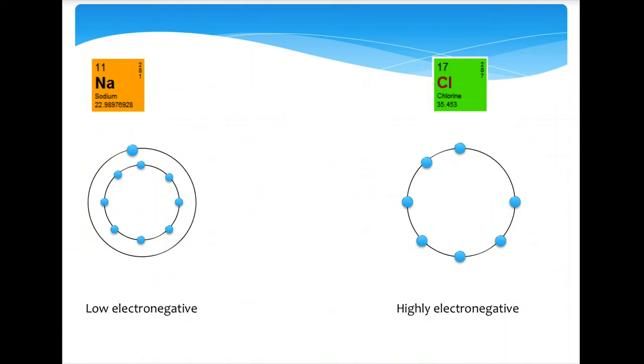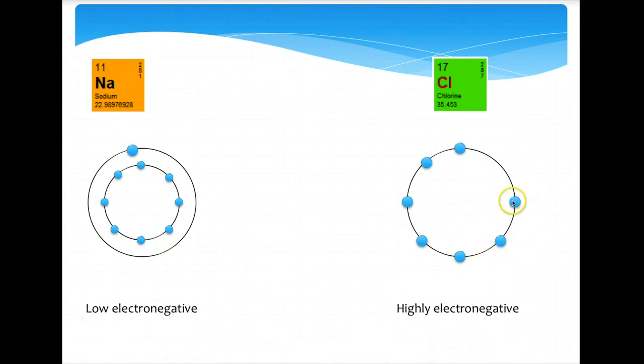Now, if we take a sample element from the metal side, let's take sodium, and an example from the nonmetal side, and that would be chlorine, let's look at their electrons. Sodium is in group 1, so we know it has one valence electron, and we see that here, the one electron in the outer shell, as opposed to chlorine, which is in group 7, indicating that it has 7 valence electrons.